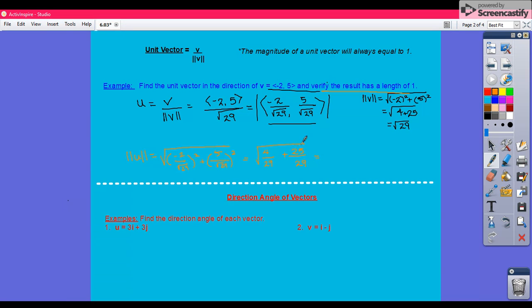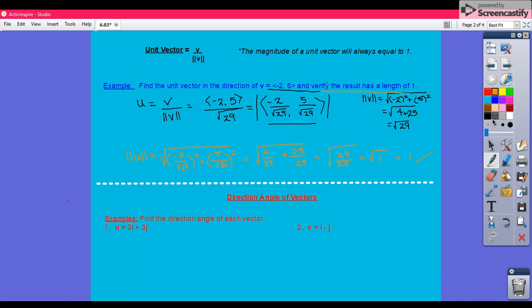Now, yes, you can do crisscross applesauce, but don't, because we have the same denominator when we're adding fractions. So keep it as it is and just do what the numerator says. 4 plus 25 gives me 29. 29 over 29 is 1, and the square root of 1 is 1. So this verifies that my answer for the unit vector is correct. So unit vector has a lot to do with magnitude. Make sure that you have the magnitude formula, and I went over it in the other video.